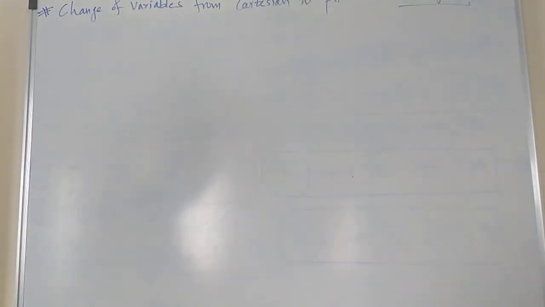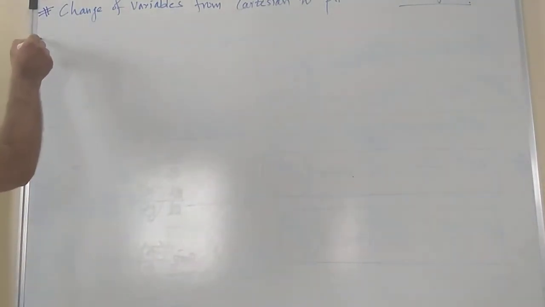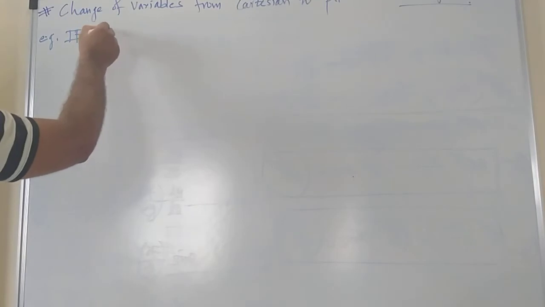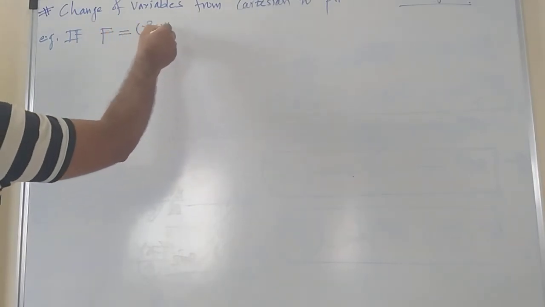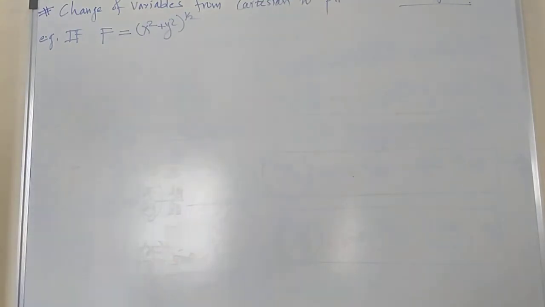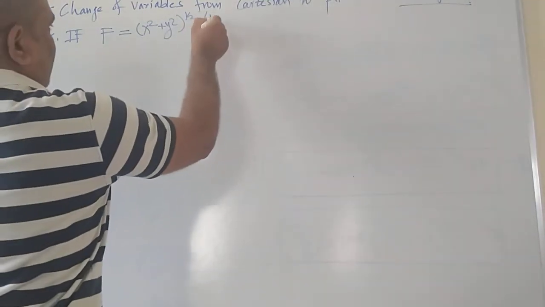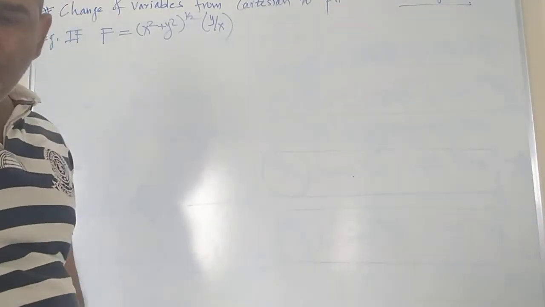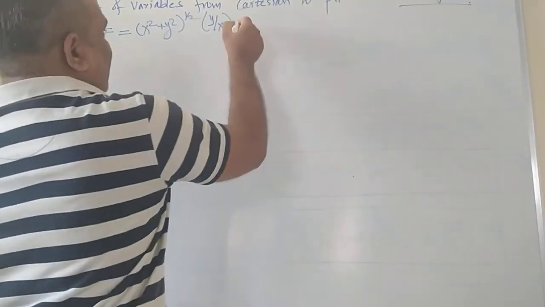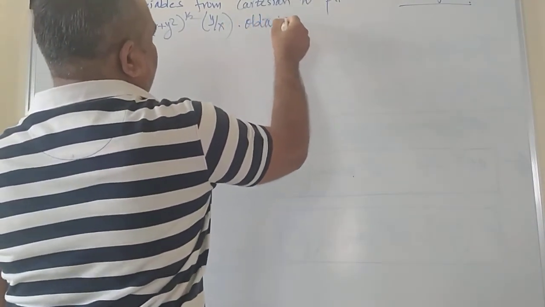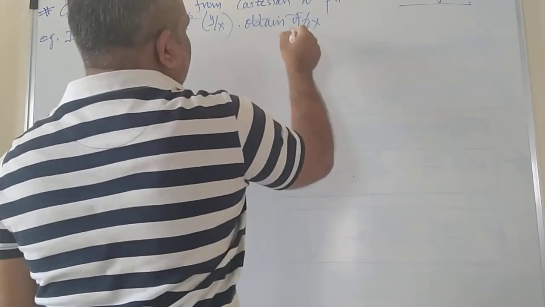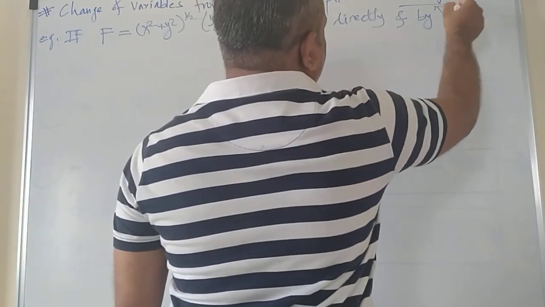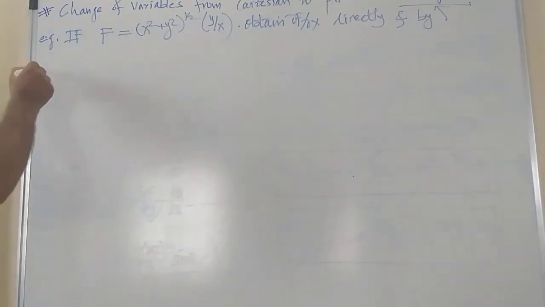Now the problem is that if the function f is equal to (x square plus y square) raised to power half into y by x, then we are asked to obtain dou f by dou x directly, and by change of variable. So let's go for this.